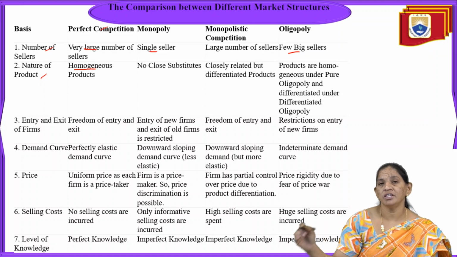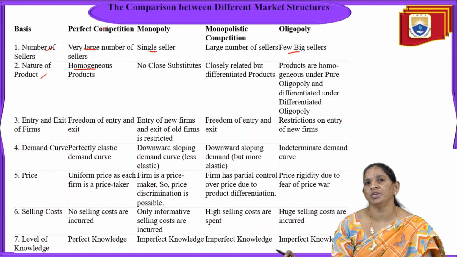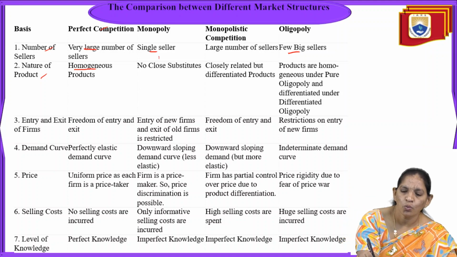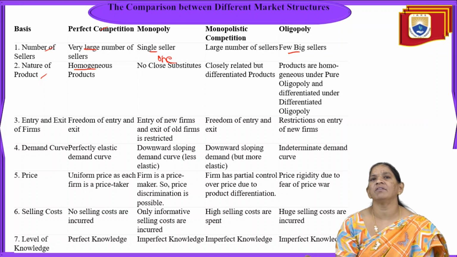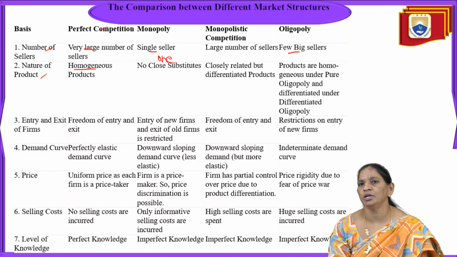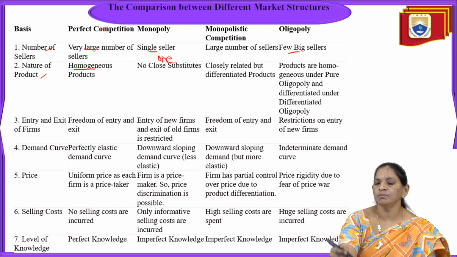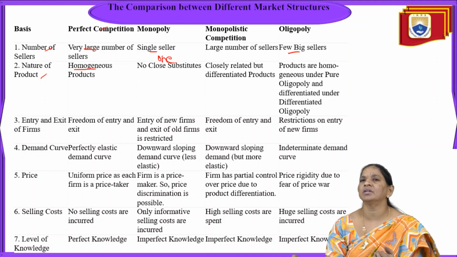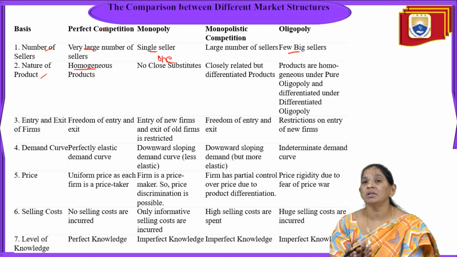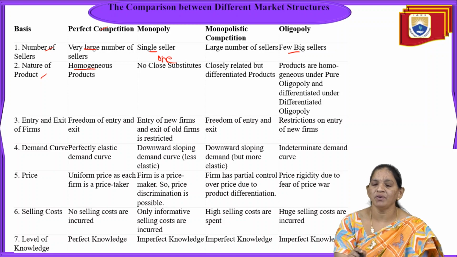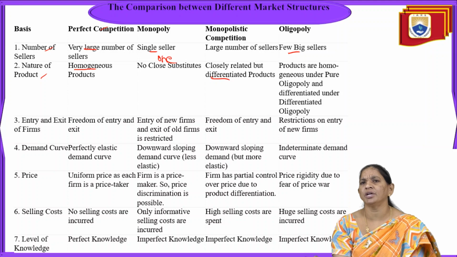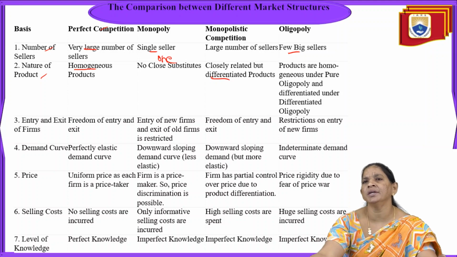But when you see the nature of the product in case of monopoly, there is no close substitute. Why? Because there is only a single seller, a single product, so we will not have any close substitutes present in the market. And in monopolistic competition, it is not an identical product but a close or related product having differentiation, meaning feature differentiation will be there in the product, but they are closely related to one another.